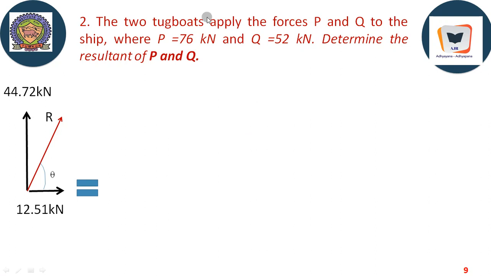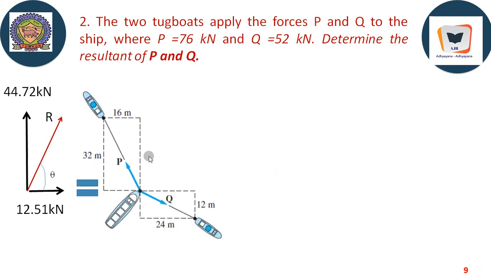Two tugboats apply the forces. This is a tugboat, which is used to tug, let us say to drag, this main ship. This is a barge, and these barges are used even to anchor big ships over the sea. Here P is 76 kilonewton, Q is 52 kilonewton. Determine the resultant of P and Q.